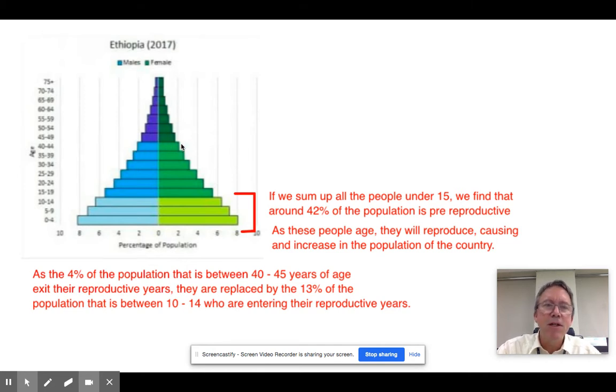As they transition into their non-reproductive years, they're going to be replaced by this group of people. We've got like 13% of the population. So what's going to happen is 4% of the population is going to stop making babies and be replaced by 13% of the population. They're going to start making babies. The population is going to get bigger.